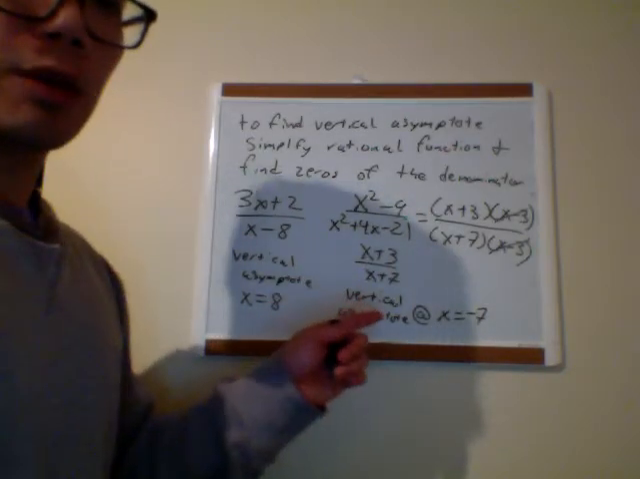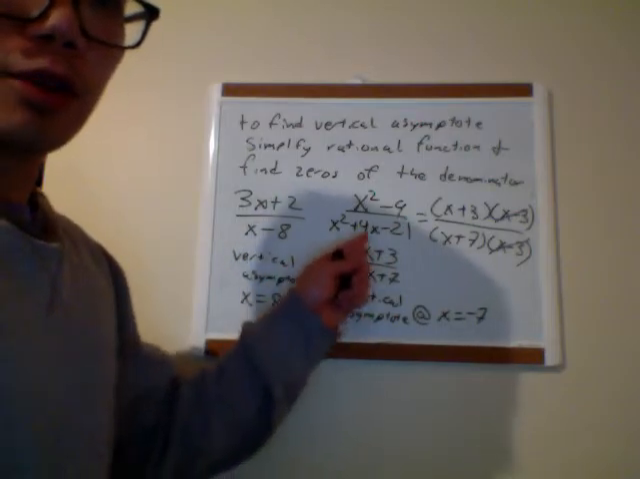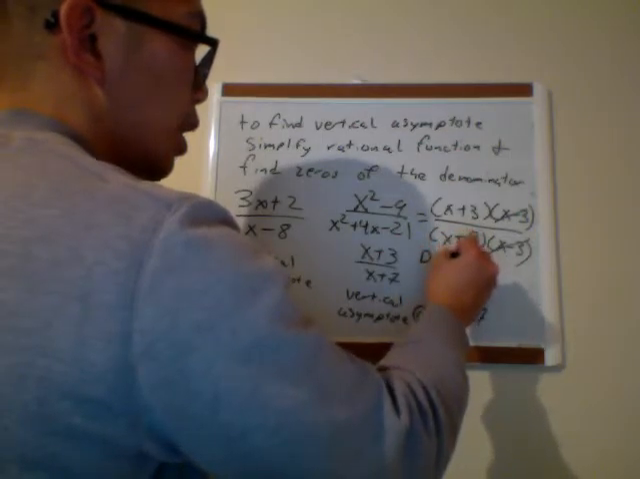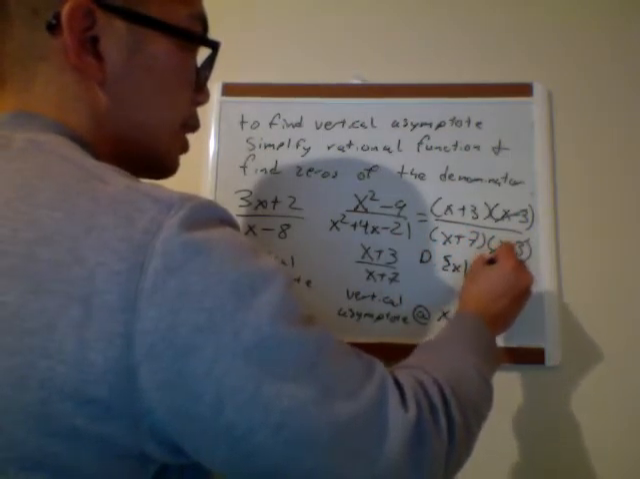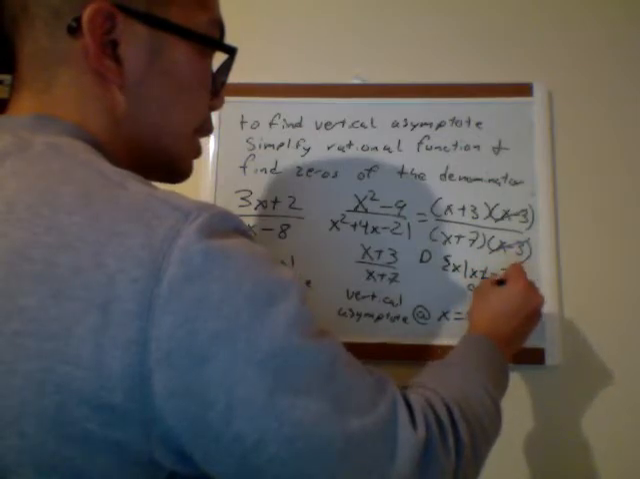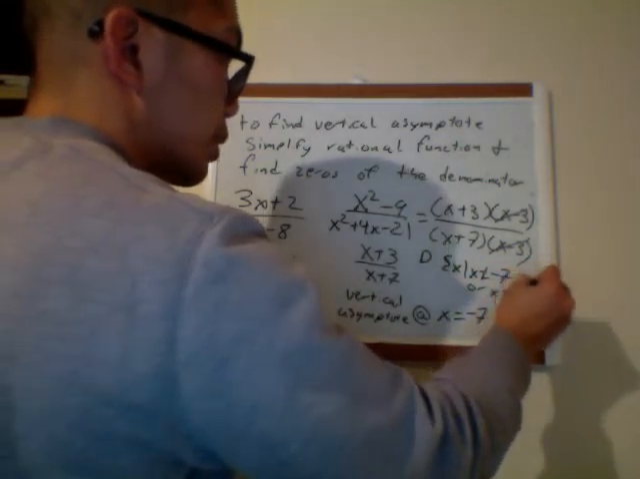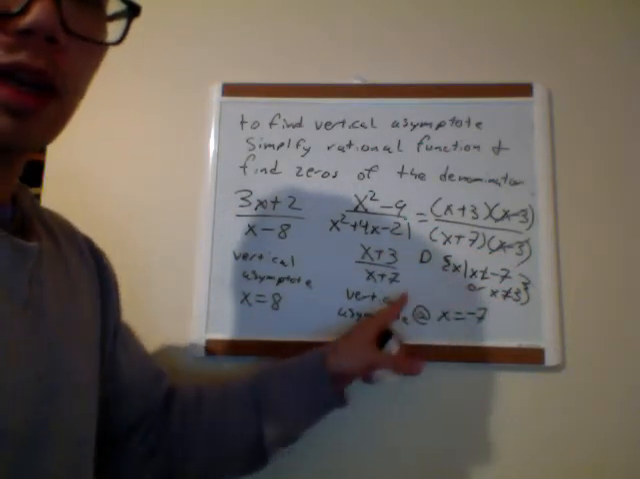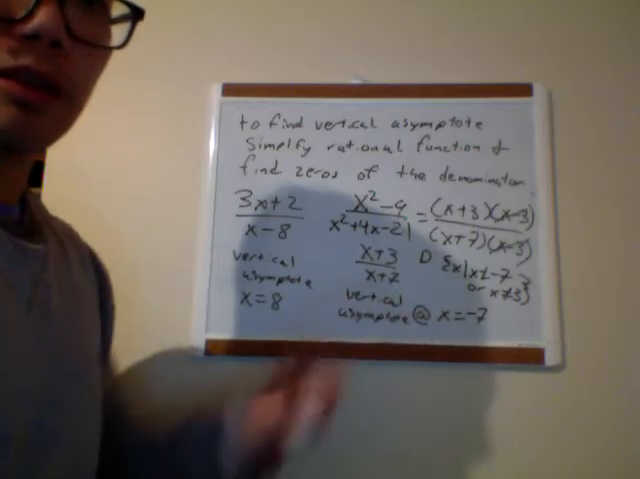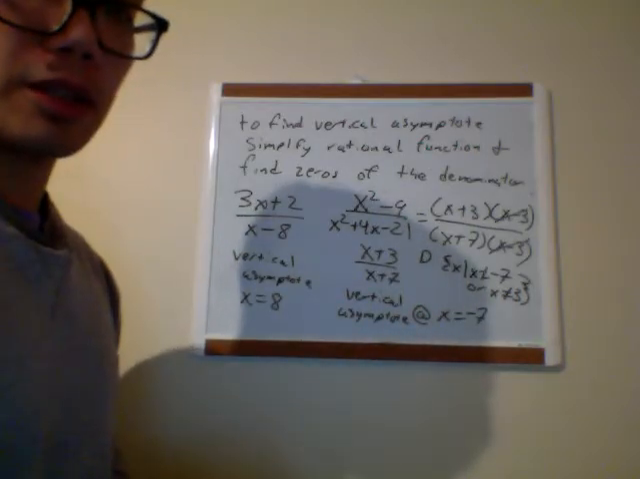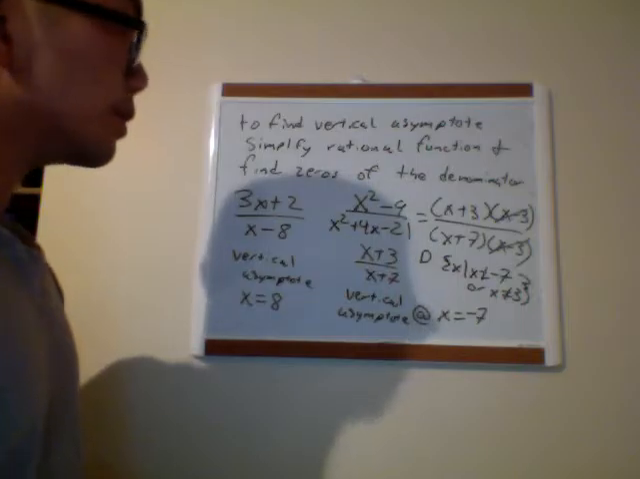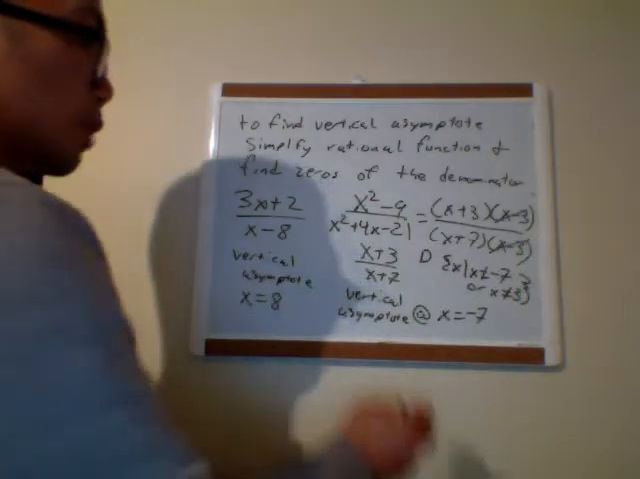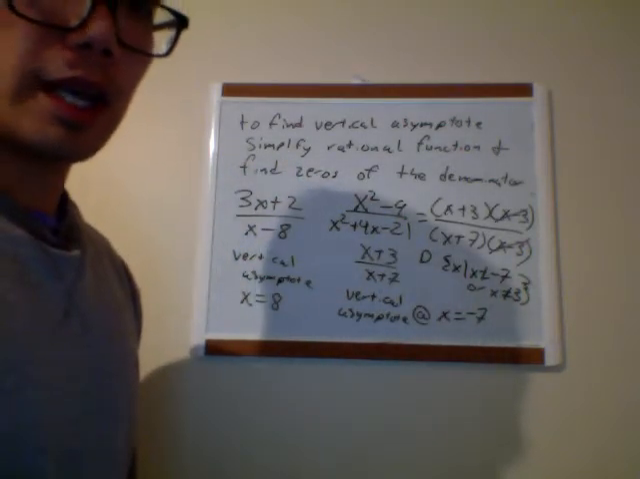Now, one thing that I want to point out is if I ask you to find the domain here, the domain is still all x's such that x cannot be negative 7 or x cannot be 3. Okay? You still have to use the original function, the not simplified version, to find your domain, but for the vertical asymptote, it's only the simplified rational expression, or rational function. Okay? So the vertical asymptote is pretty straightforward. Now we're going to go into finding horizontal and oblique asymptotes.